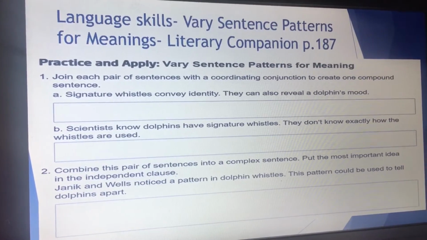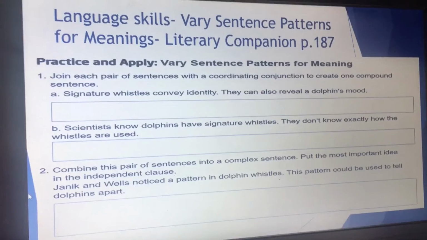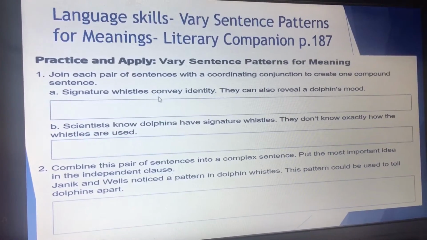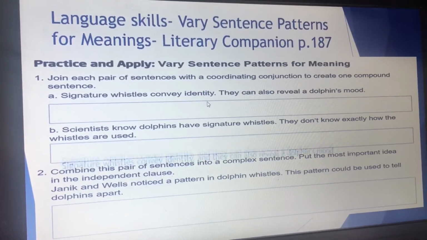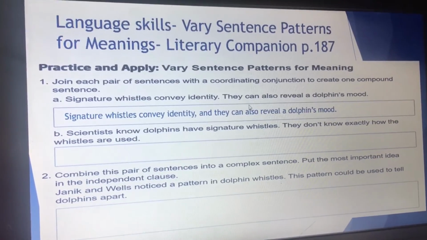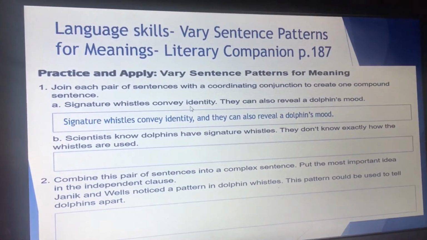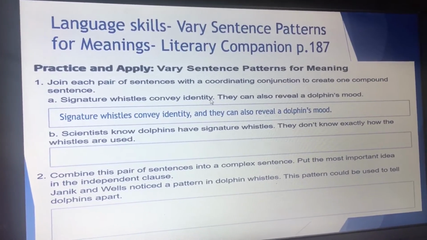They can also reveal a dolphin's mood. Now, if you look at them, both of them convey or complete each other. That's why we have to use and. Both of them are positive ideas. They complete each other. None of them is the opposite of the other one.